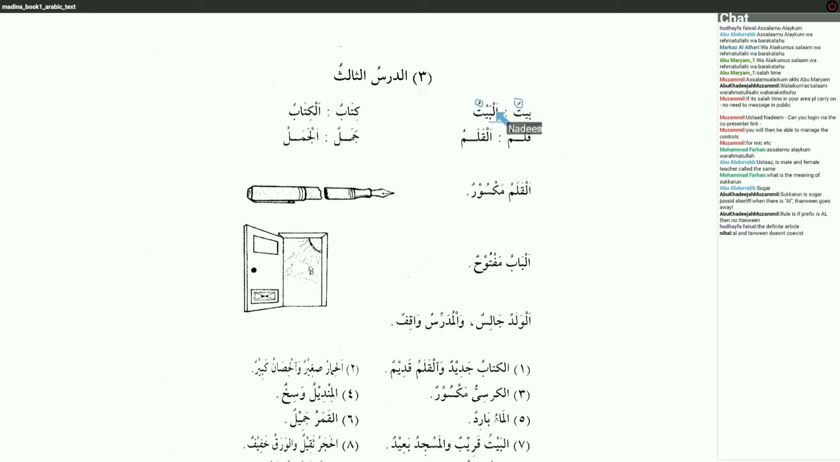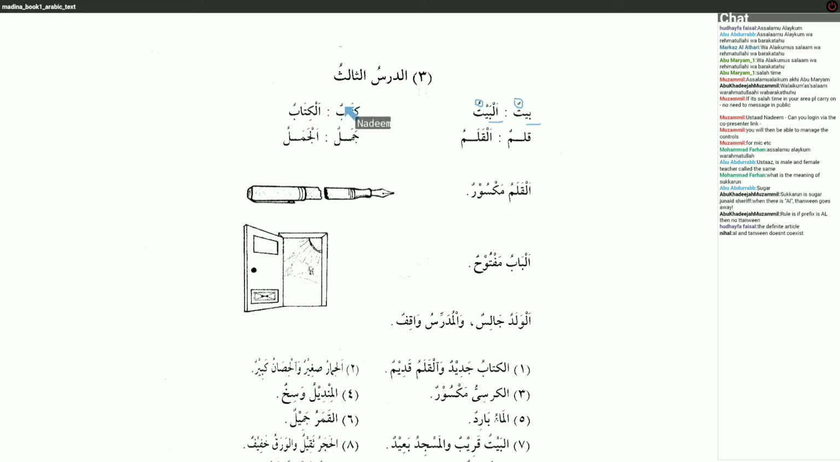alif wal lam came in. So when alif wal lam comes in, one of the two dhammas which were previously seen disappears. Now you only have one dhamma left. So you used to say baytun. Everyone say baytun. And now you are saying al-baytu.